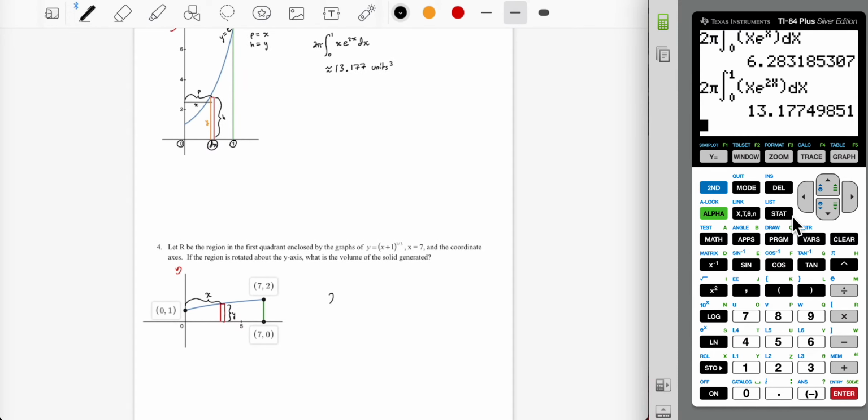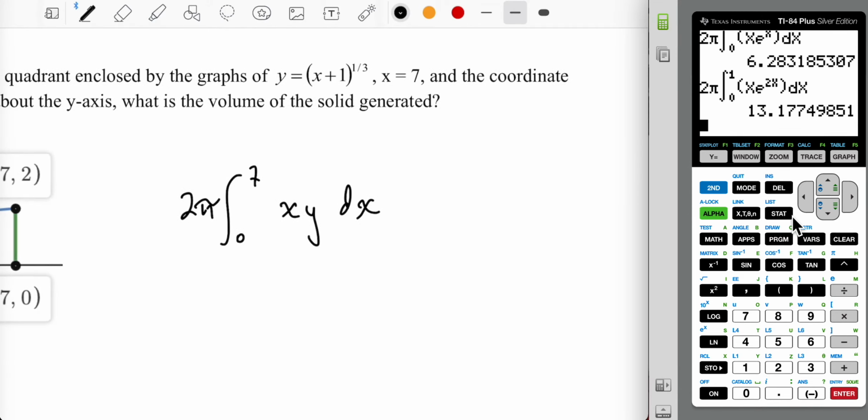So it's 2 pi over the interval of 0 to 7. The p, distance from the axis of revolution to the center of the rectangle, is x. H, the height of the rectangle, is the vertical distance from the x-axis to a point in space, which would be y. And the thickness is dx. With y being the only thing that we would have to substitute in. So over the interval of 0 to 7, we have x, and then we have the y being replaced with x plus 1 to the 1/3, and then we have our dx.